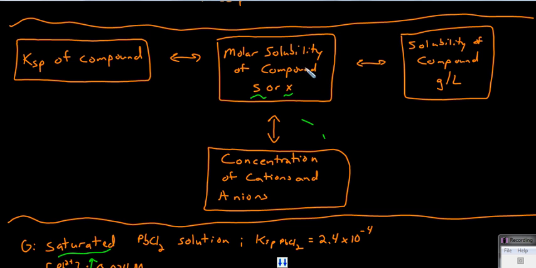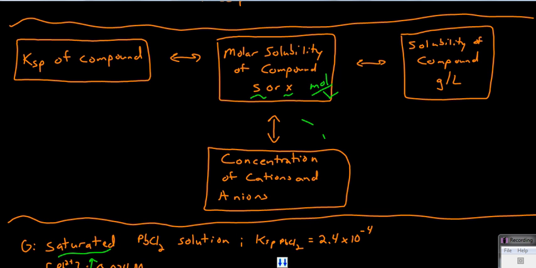Now this molar solubility, the number of moles per liter that you could dissolve, the molarity, can allow you to find the solubility of the compound in terms of grams per liter. Solubility of the compound is defined as grams per liter, whereas molar solubility is moles per liter. And also the molar solubility allows you to find the concentration of each ion, the number of moles per liter of each ion instead of the entire compound. So we can go from left to right or from right to left, either way.